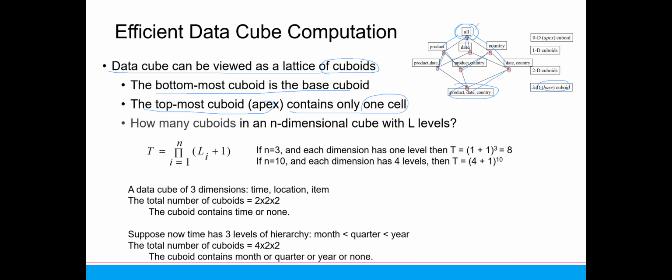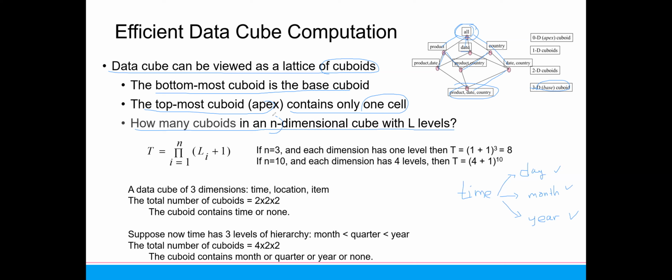Now we need to measure how many cuboids are in an n-dimensional cube with L levels. What does it mean by L levels? Well, in time, or date, we can have several levels. Let's say if we have 3 levels, then the time can be day, and then maybe month, and maybe year. So it is 3 levels: the lowest level, the middle level, and the highest level. That's the meaning of level.